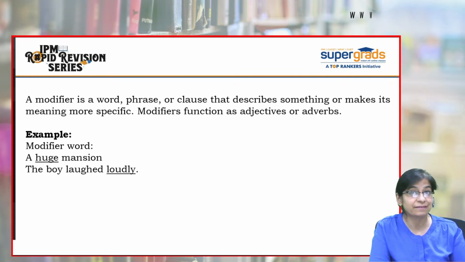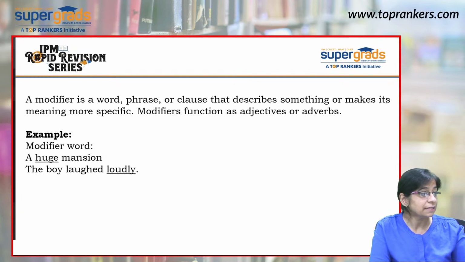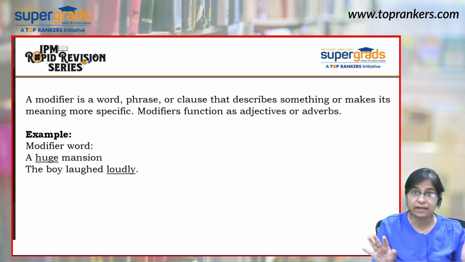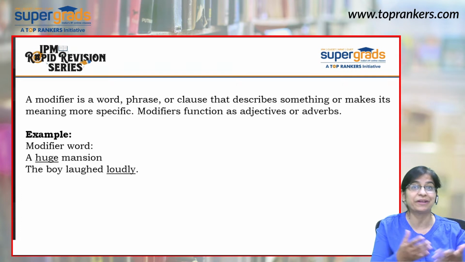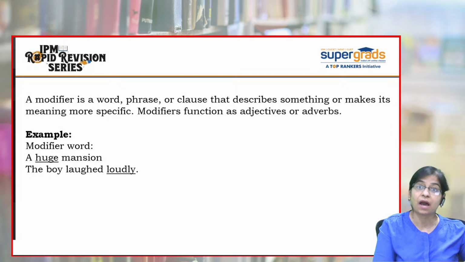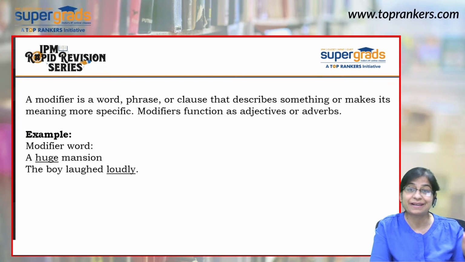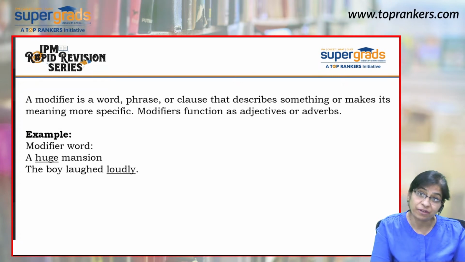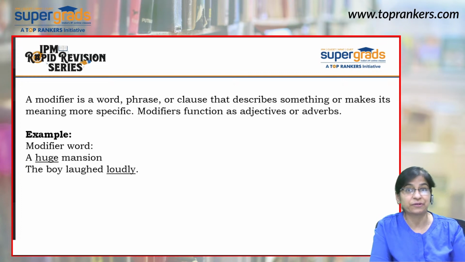Now let's look at the other example. This says the boy laughed loudly. Now, I could simply say the boy laughed. There's nothing wrong with this part. But how did the boy laugh? The boy laughed loudly. So the word loudly tells us more about how the boy laughed. So the word loudly, which is a modifier word, works like an adverb in the sentence.